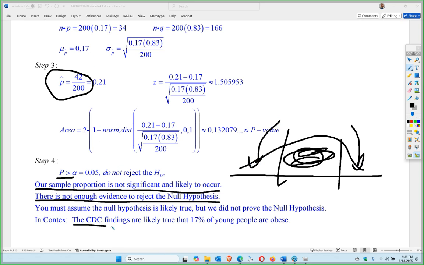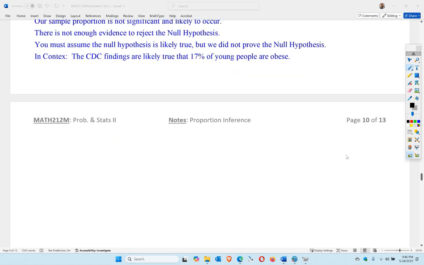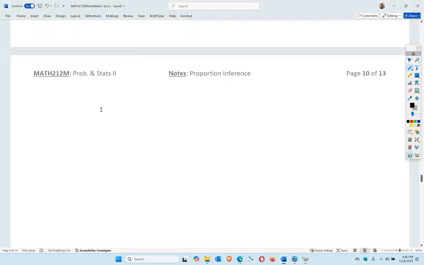Okay, so in context, the CDC findings are likely true that 17% of young people are obese. Is it more or less? It might be, but we didn't prove that, because the evidence that we found based on our sample was not good enough. It was a pretty likely sample, essentially. Okay? All right, but there's another example.